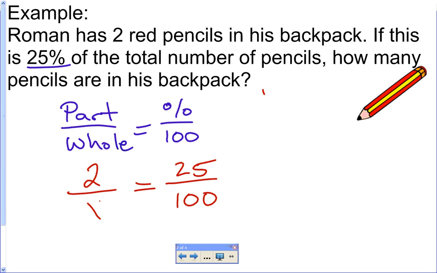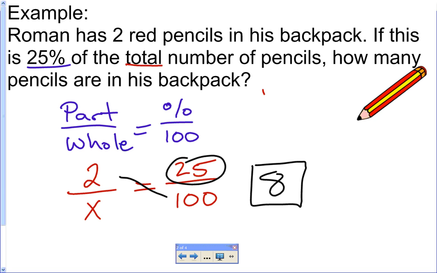So we're trying to find the whole amount of pencils. Or another key word here is total. We're trying to find the total number of pencils. So just like we've been doing all along, cross multiply and divide. So you get 2 times 100, which is 200, divided by 25, and the answer is 8. So let's look at another example.